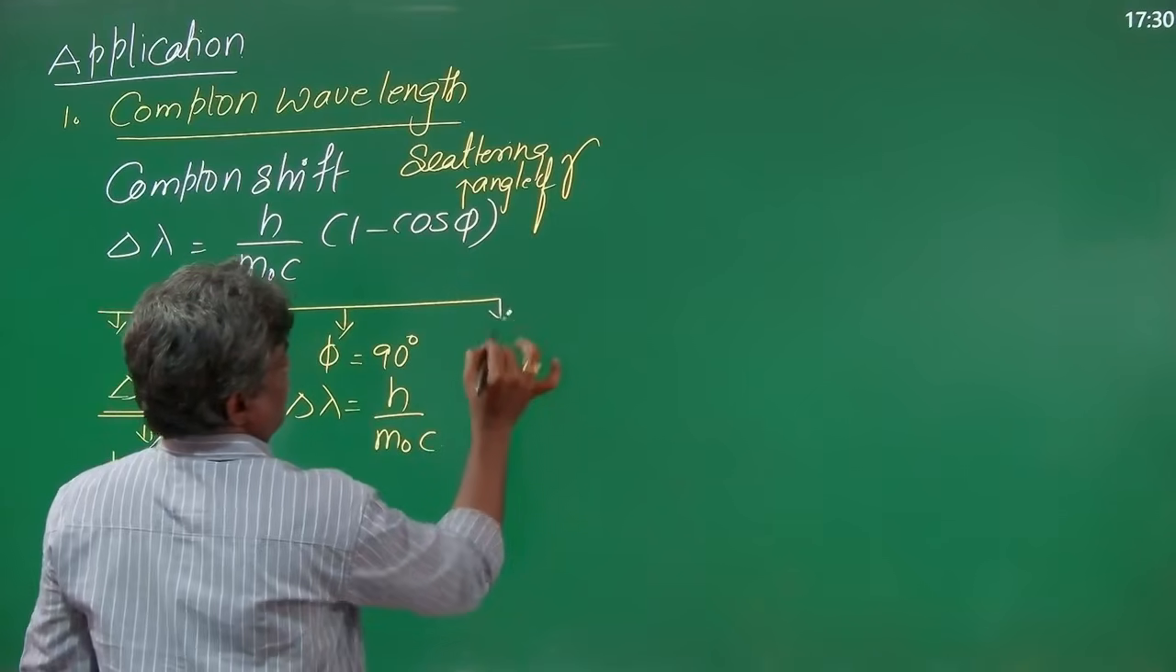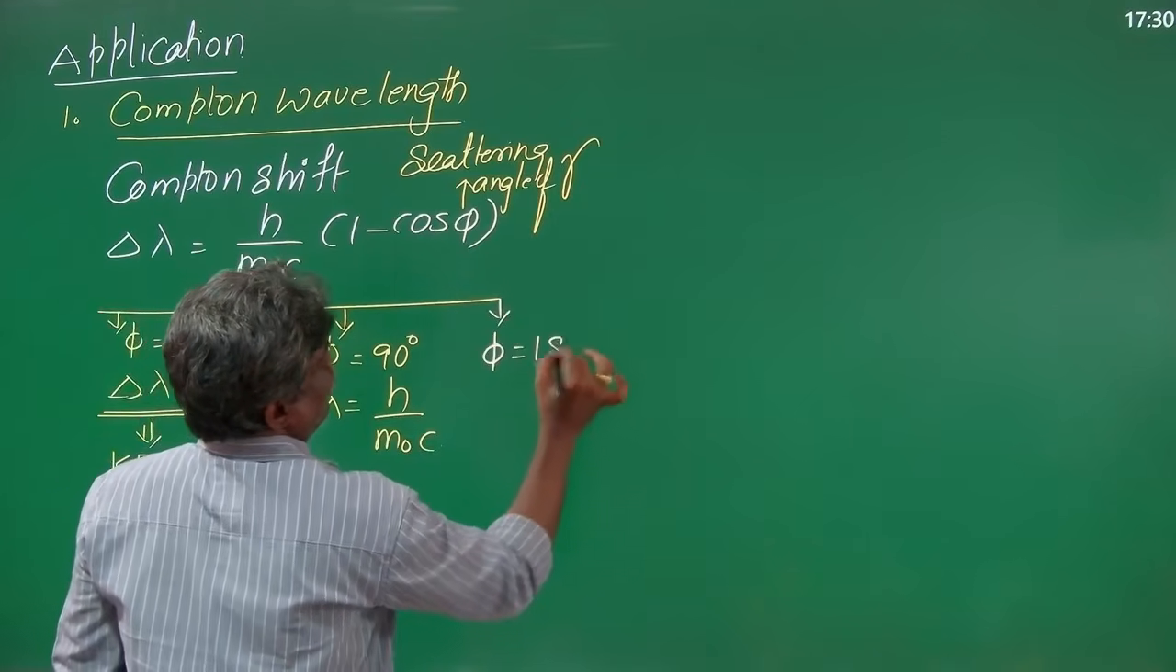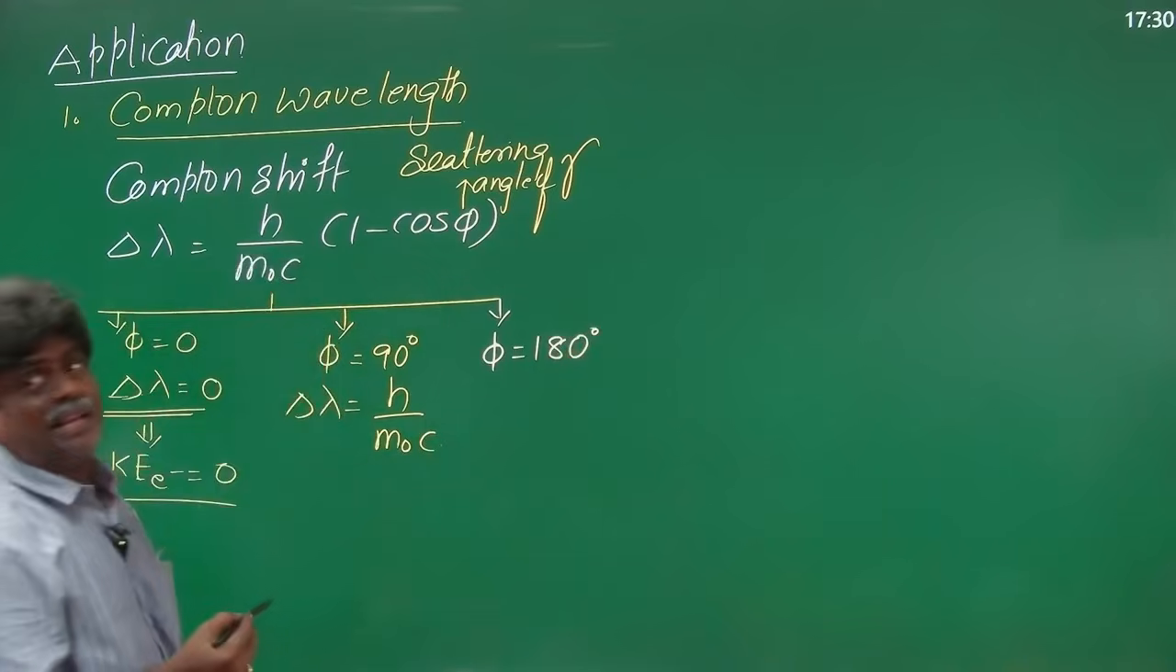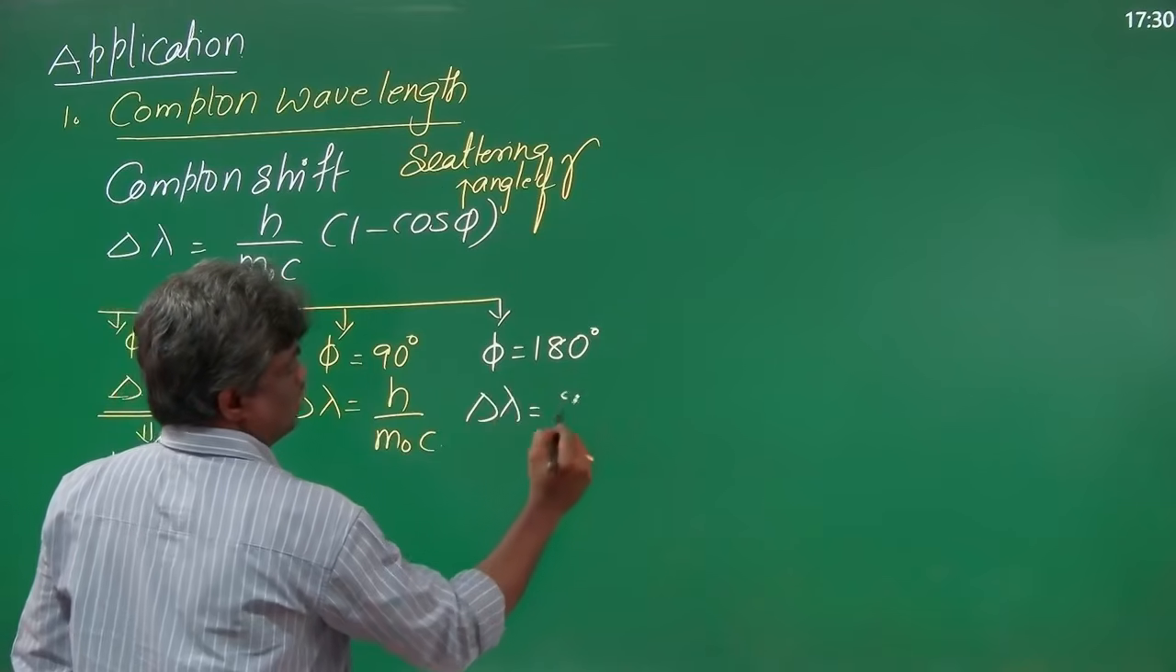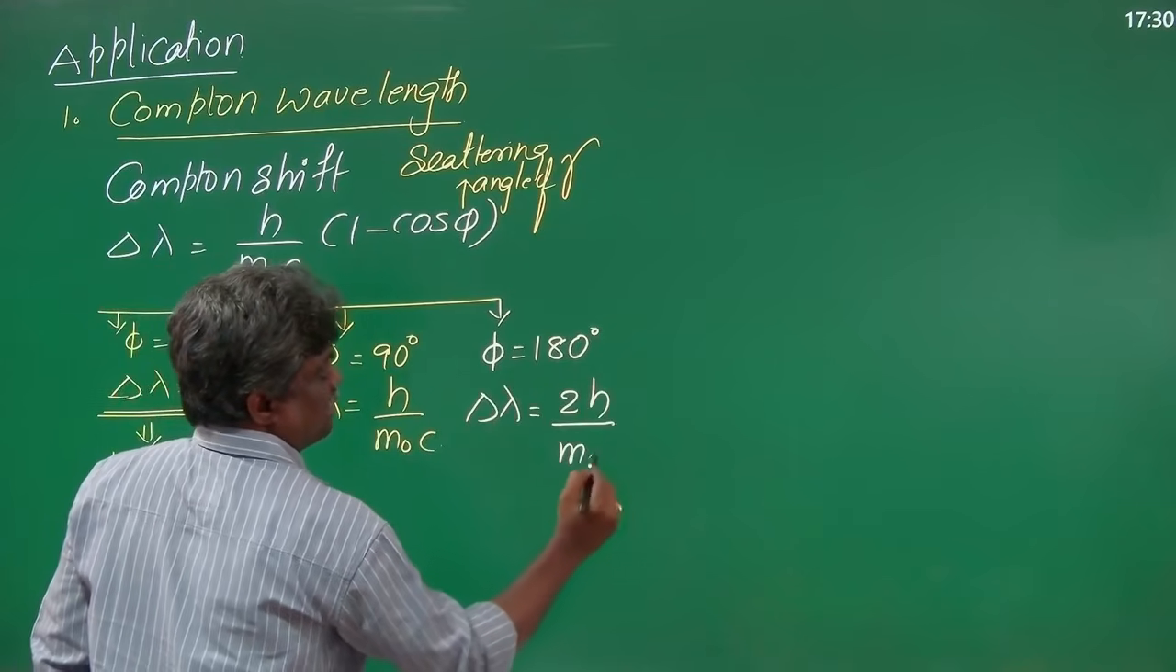Good. Next one, I am taking phi equal to 180 degrees. Cos 180? Super. Then delta lambda equals 2h by m naught c.